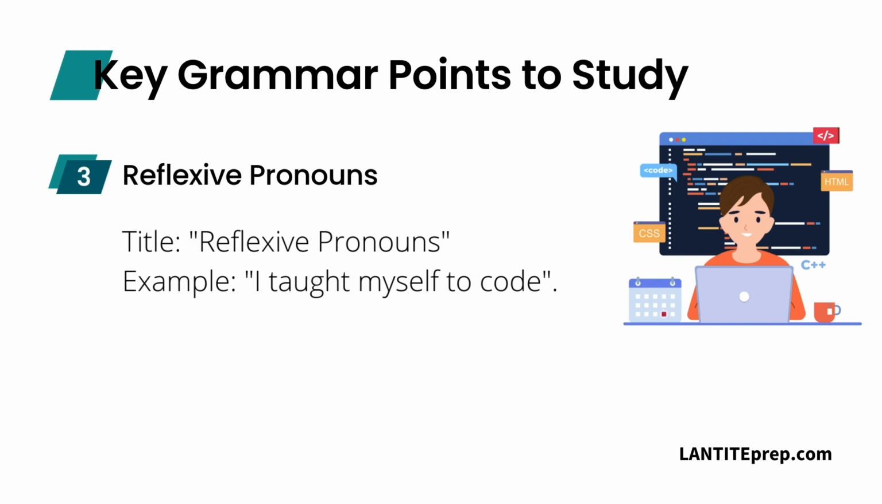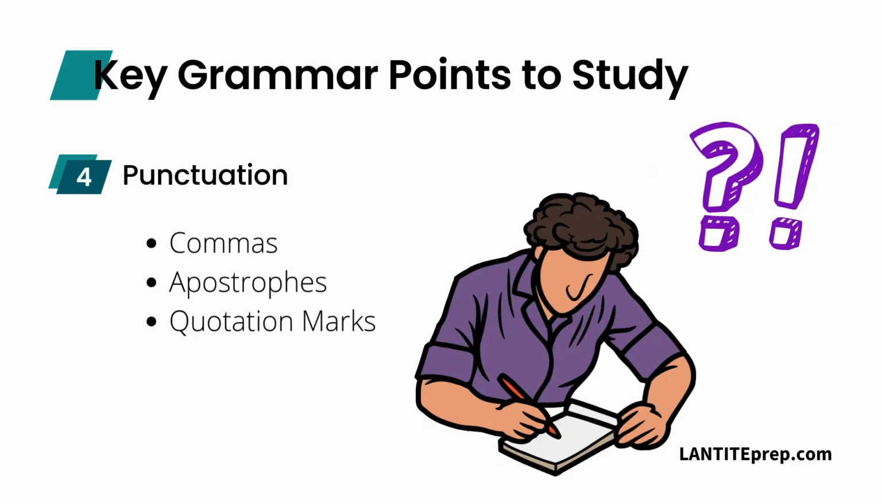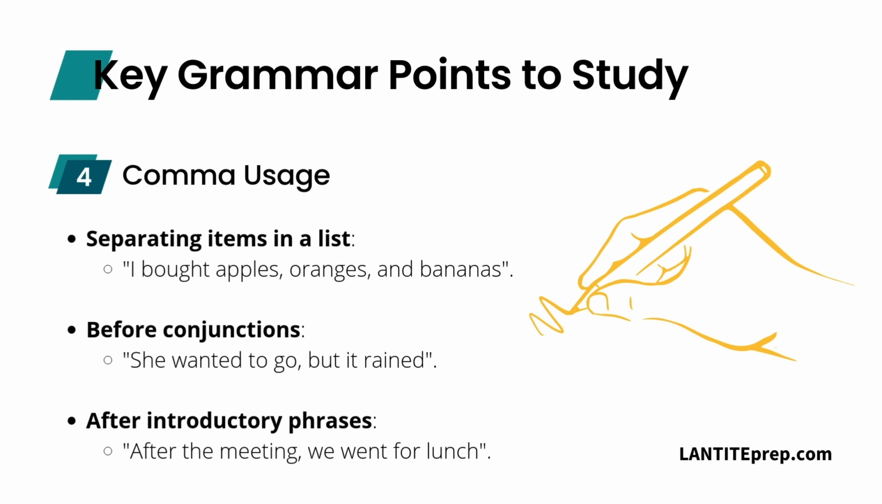And on to our next grammar point, punctuation, where we'll focus on 3 main areas: commas, apostrophes, and quotation marks, each of which is important for clear and correct writing. Commas are used in various situations. For instance, they separate items in a list, appear before conjunctions, and follow introductory phrases. Using commas correctly helps clarify your sentence structure. Take a moment to review the examples under the categories.